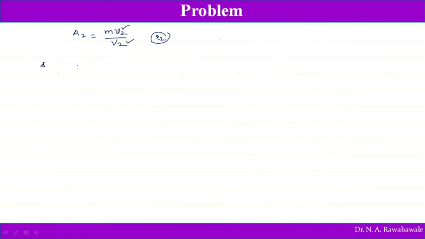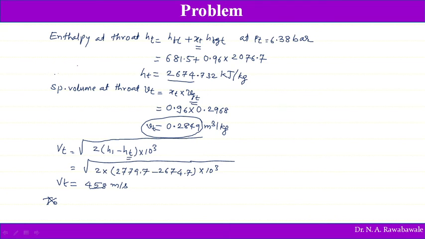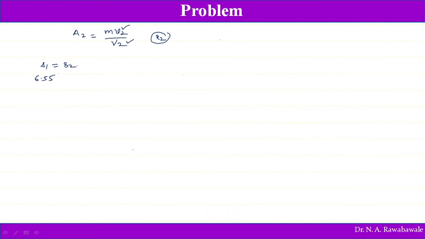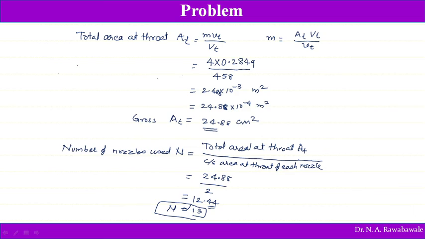So equating entropy at inlet to entropy at point 2. Entropy at inlet is known, that is 6.55 kilojoules per kg, which we have calculated. It is equal to entropy at point 2, which can be written as SF2 plus x2 into SFG2. Here this is at pressure P2, which is 1.5 bar.